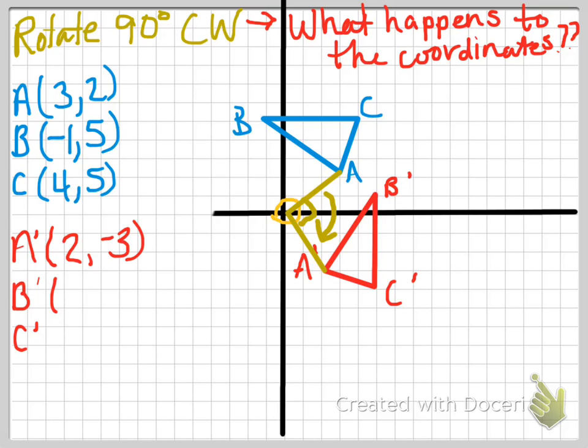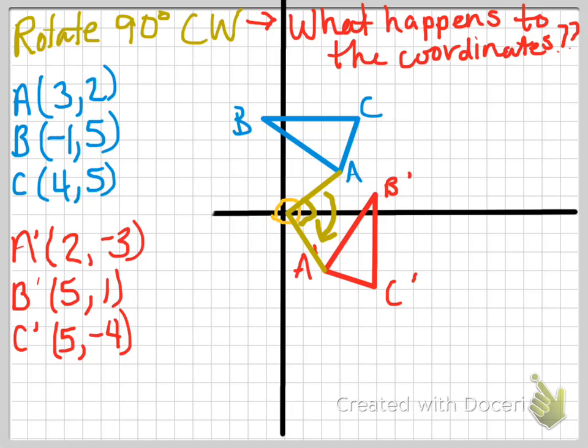There's a clue right there. I went ahead and gave you the coordinates for A prime. So you can see we went from A being 3, 2 to A prime being 2, negative 3. So can you see what happened there? There's the rest of the coordinates. Can you see the pattern that's happening?